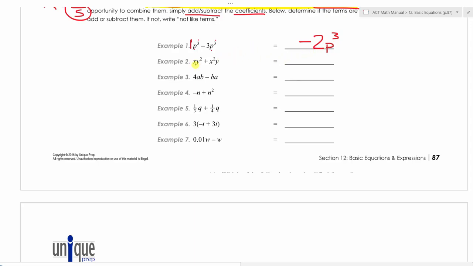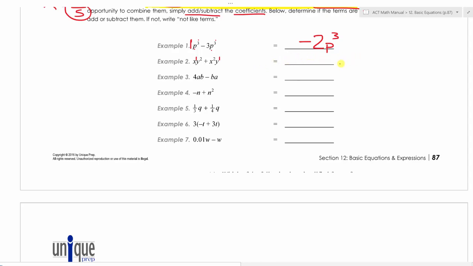Example 2, so do I have same base, same exponent? The answer is no, I do not have the same base and same exponent. The exponent on this x over here is a 1, and on this x over here is a 2. On this y over here is a 2. On this y is a 1. So I cannot add these two terms. If you put, can't do or no or nothing or whatever you want over here, that's fine.